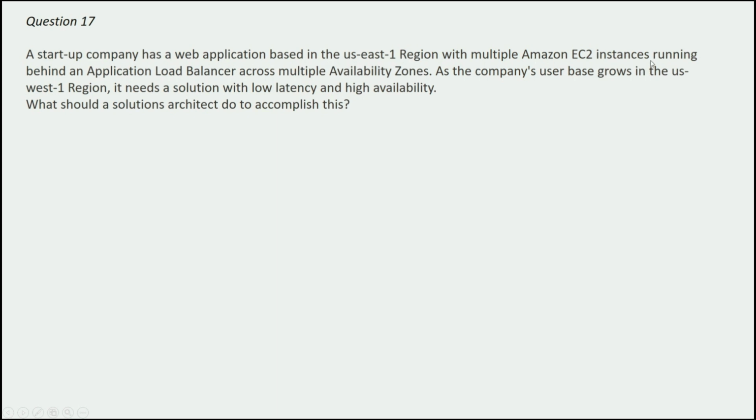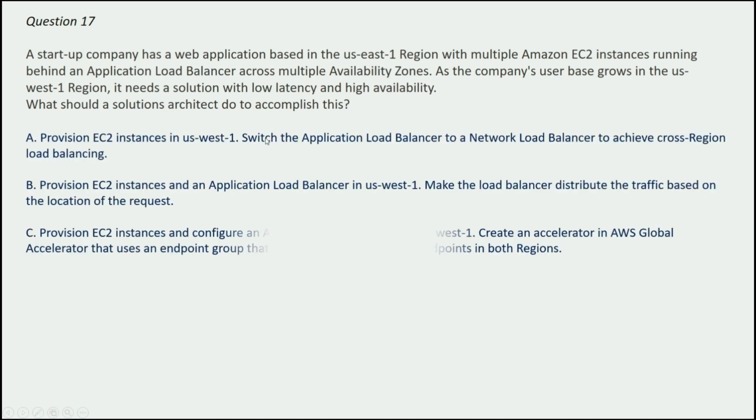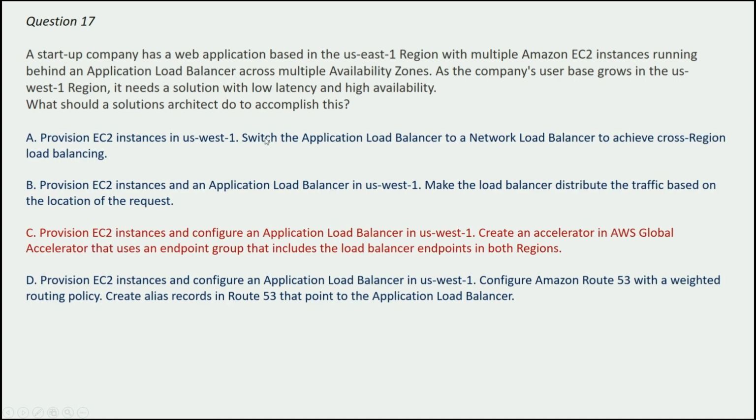Amazon EC2 instances running behind an Application Load Balancer across multiple Availability Zones. As the company's user base grows in the US West 1 region, it needs a solution with low latency and high availability. What should a solutions architect do to accomplish this? So here are your options, and the correct answer here will be option C.